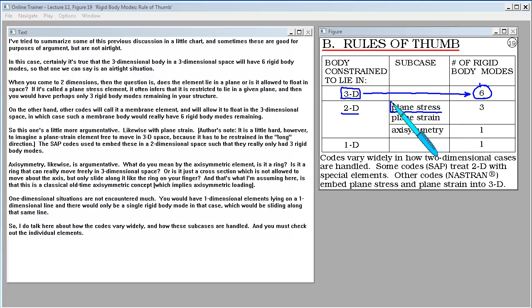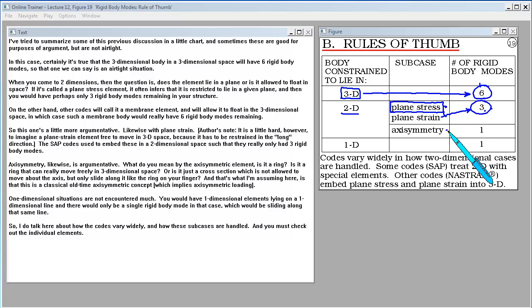If it's called a plane stress element, it often infers that it is restricted to lie in a given plane, and then you would have perhaps only 3 rigid body modes remaining in your structure. On the other hand, other codes will call it a membrane element and will allow it to float in the 3-dimensional space, in which case such a membrane body would really have 6 rigid body modes remaining. So this one's a little more argumentative, likewise with plane strain. The SAP codes used to embed these in a 2-dimensional space such that they really only had 3 rigid body modes. Axisymmetry likewise is argumentative.